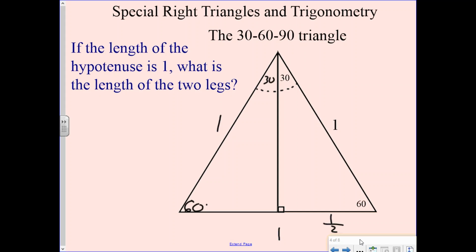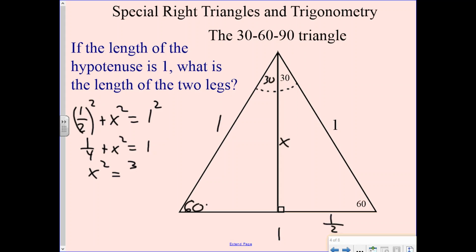And then to find our longer leg opposite the 60 degree, now we just go back to our Pythagorean theorem. So again, I'll set that up as 1/2 squared plus x squared equals 1 squared. So that's 1/4 plus x squared equals 1. Subtract 1/4, we have x squared equals 3/4. Take the square root of both sides. So x equals the square root of 3/4, which we can clean up to root 3 over 2.